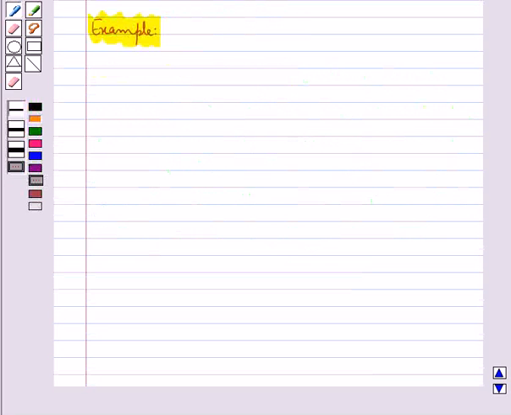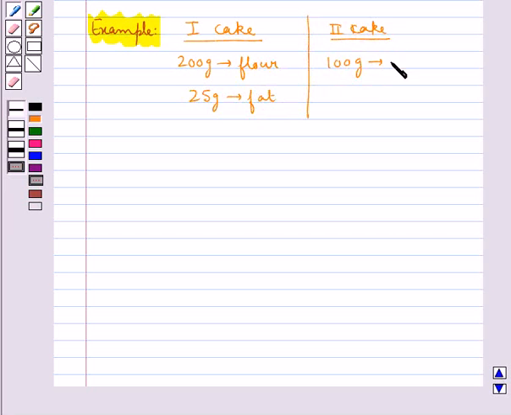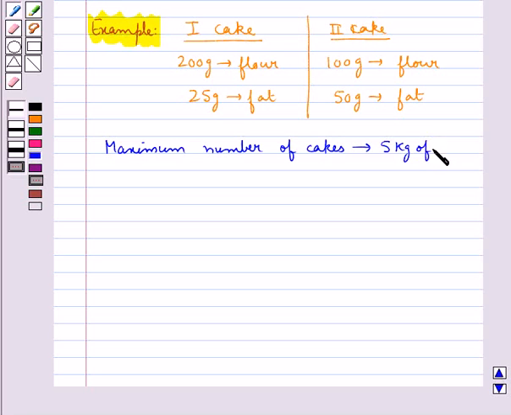Now let's consider a linear programming problem. In this we have that one kind of cake requires 200 grams of flour, 25 grams of fat, and the second kind of cake requires 100 grams of flour and 50 grams of fat. We are supposed to find the maximum number of cakes that can be made from 5 kg of flour and 1 kg of fat.